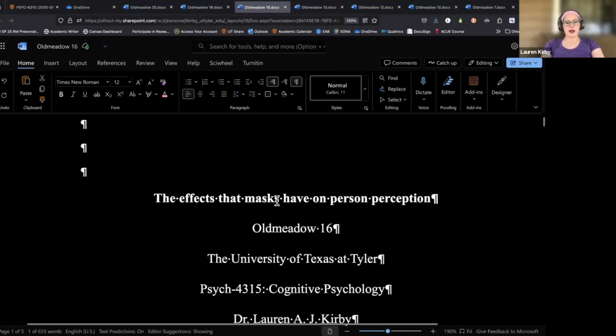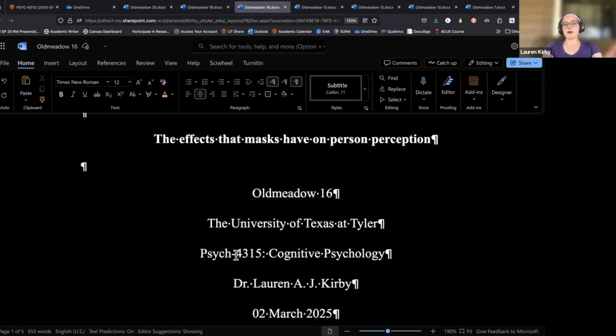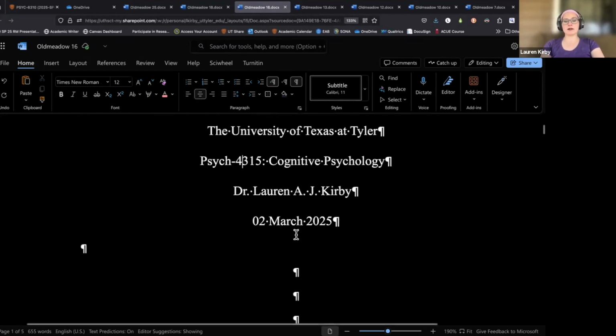The effects that masks have. A way shorter way of saying that is effect of mask on blank. So you might want to try to word things more concisely like that. You need to use title case capitalization. You need a space here. You need to put your full affiliation, including the department. You need to capitalize and punctuate this exactly like my example.